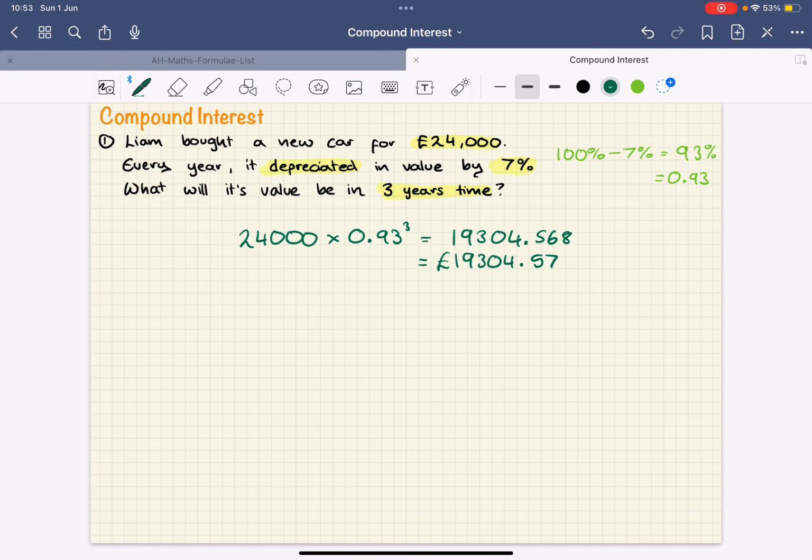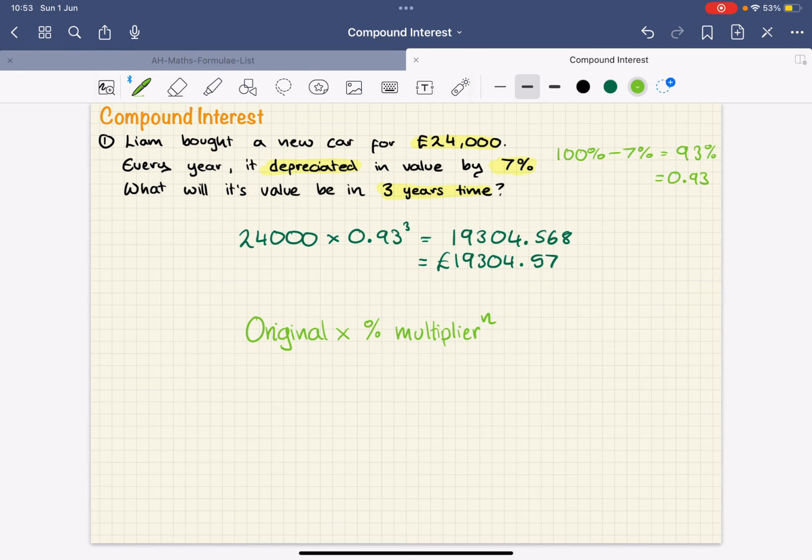And so essentially, our formula here is that whenever we have our original amount, we times it by our percentage multiplier, all to the power of whatever our duration of time is. And again, that can vary from years to seconds, anything that is related to the question.